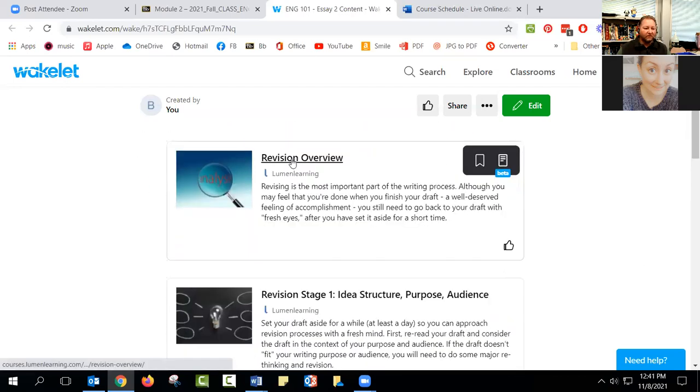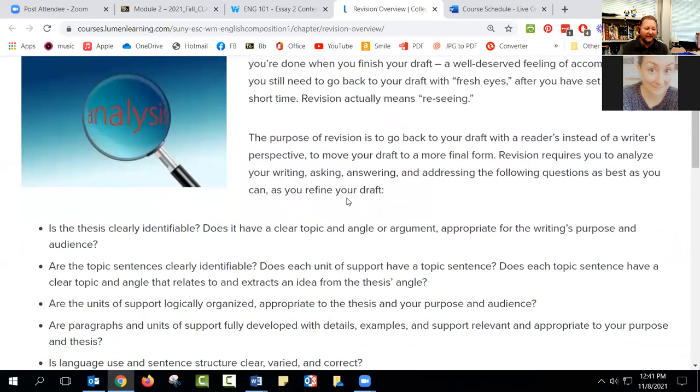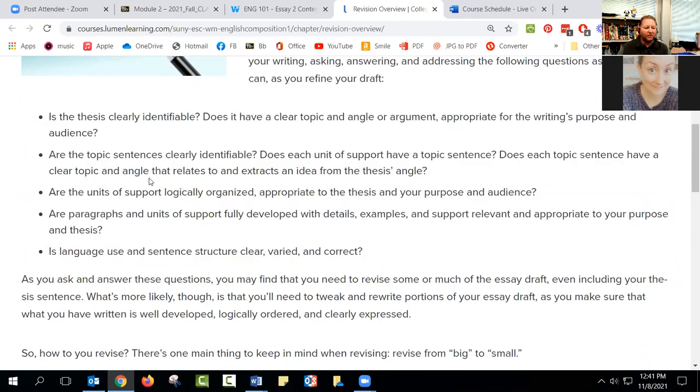And so we have the revision overview. And this is really simply an overview about revision, about what revising is. But all these are really, really important ones. And we're going to go into more detail in each one of these.